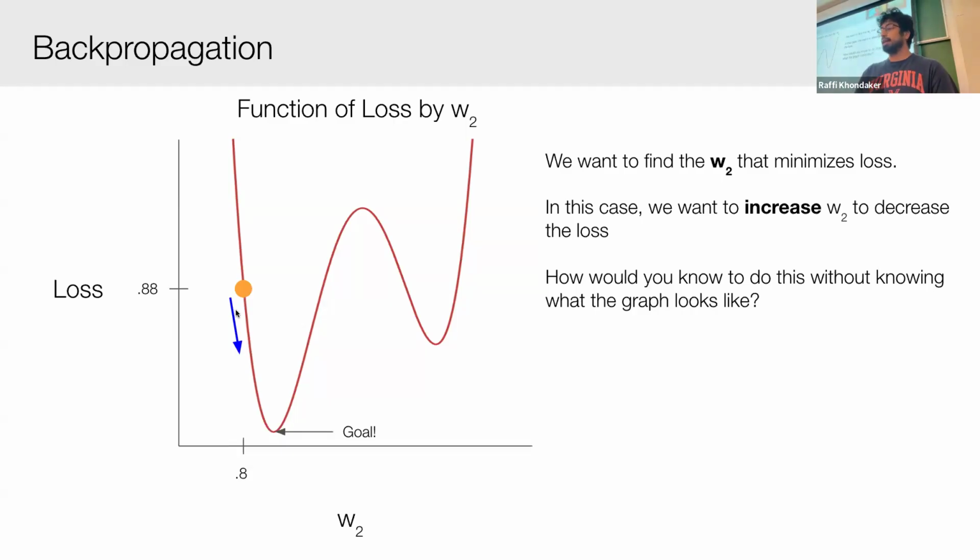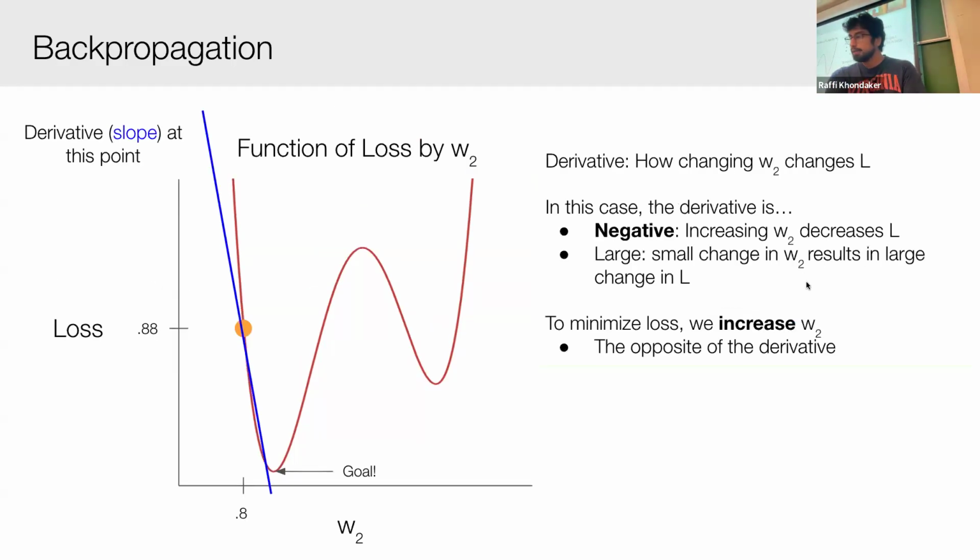Can we only know the behavior at this point? The slope, exactly, or the derivative. The derivative is how a change in this variable affects the output. That's all the slope or derivative is. We can clearly see the derivative here is negative, so increasing the weight decreases the loss. To minimize the loss, we take a look at our derivative and go in the opposite direction. So if we increase W2, we decrease the loss.